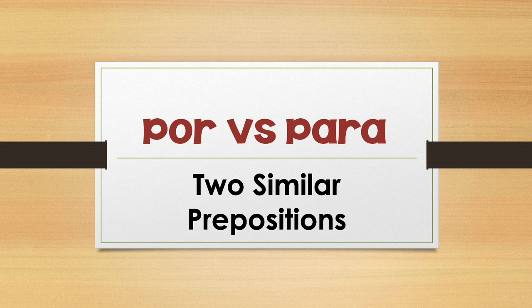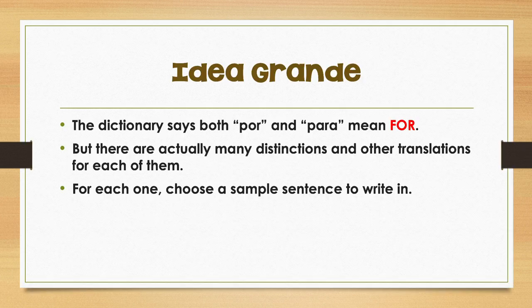I'm going to keep these notes brief, so I'm going to encourage you to pause anytime you need to write something down. All right, let's start with our big idea. La idea grande. If you look them up in the dictionary, it will say that both por and para mean for. But there are actually many distinctions and other translations for each of them. Lots more for por than there are for para. I'm going to go through each one and I'm going to have you choose a sample sentence to write in for each one. I will show you 2 to 3 samples, but you can just pick one to write in.